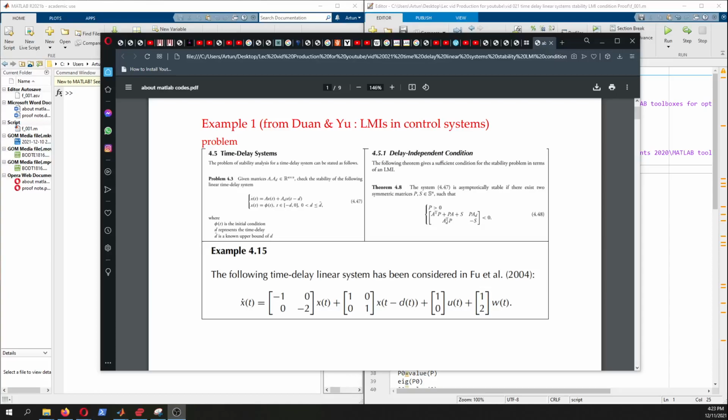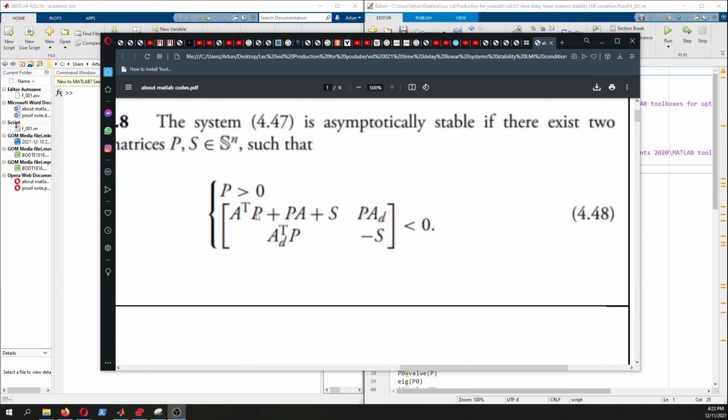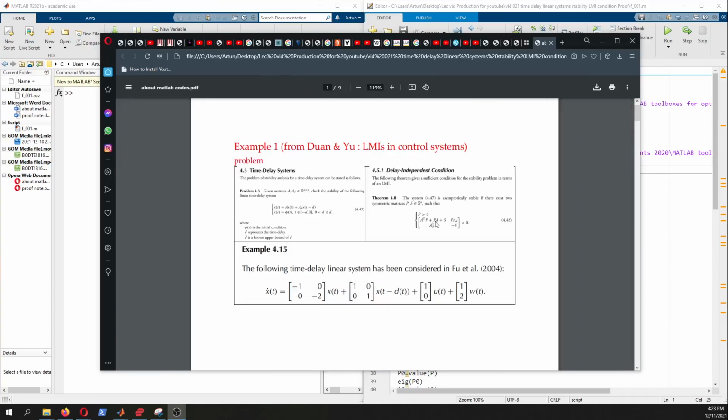What's up, everybody? Today we're going to look at the MATLAB example to prove the time delay system's stability. First, we are going to use the time delay independent stability LMI criterion, and that was that criterion.